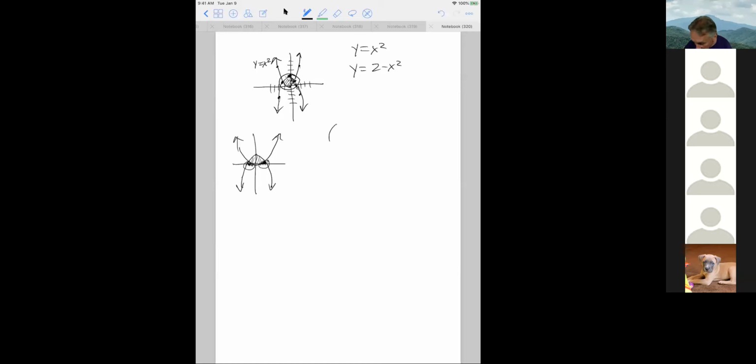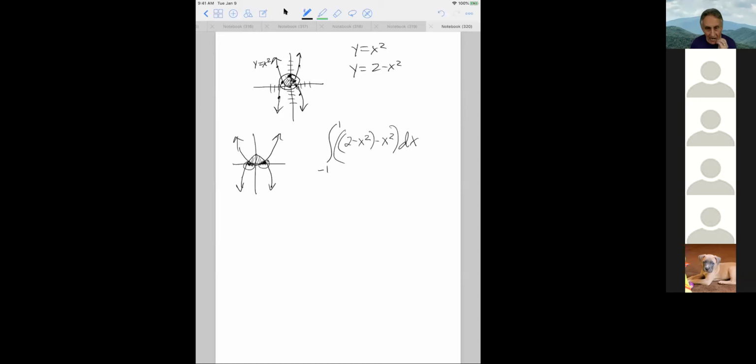So the integral goes from -1 to 1. We did that from the graph; we'll do it algebraically in a second. Of what? The one on top we need to take first, which is 2 minus x squared, minus the one on the bottom, x squared, dx.